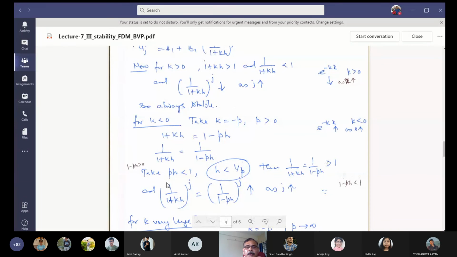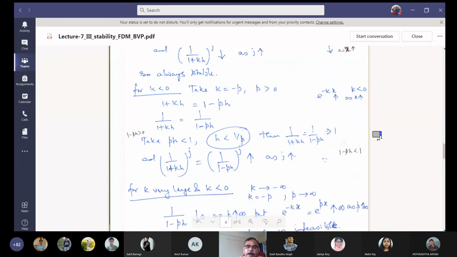And then you see this 1 upon 1 minus ph will always be greater than 1, and then you can see that this blows up as j approaches infinity, and then similar thing happens here also, means the behavior of both the parts is the same. Is that right? Yes, sir.